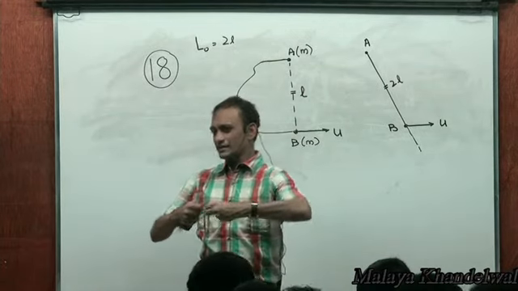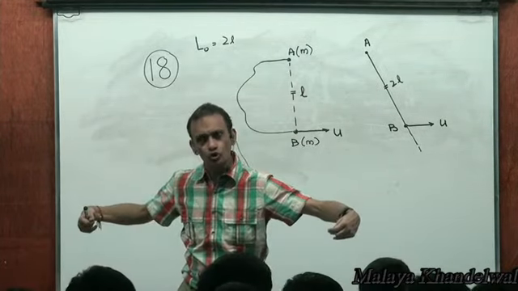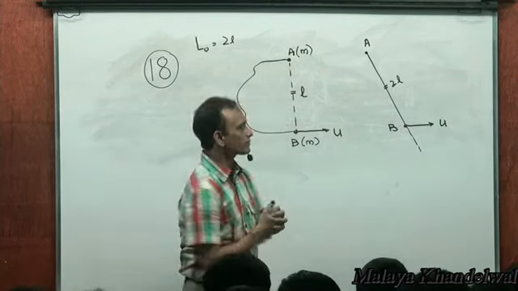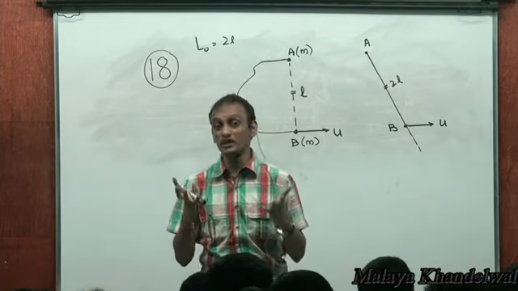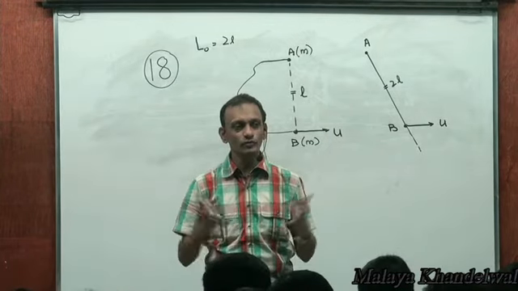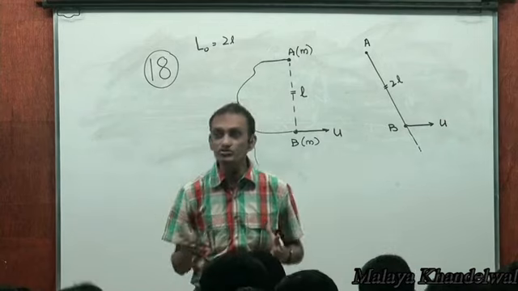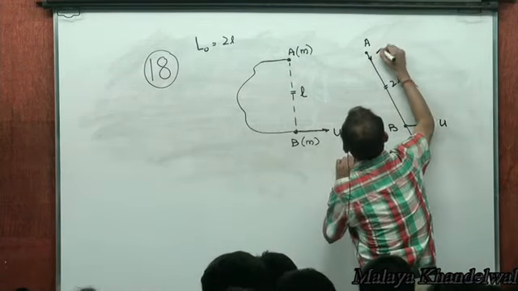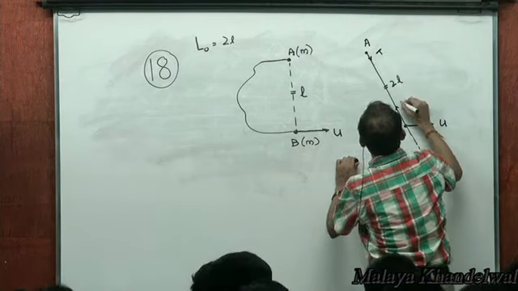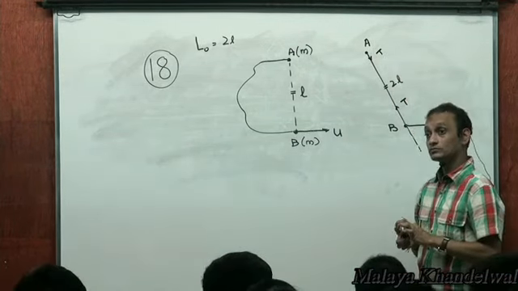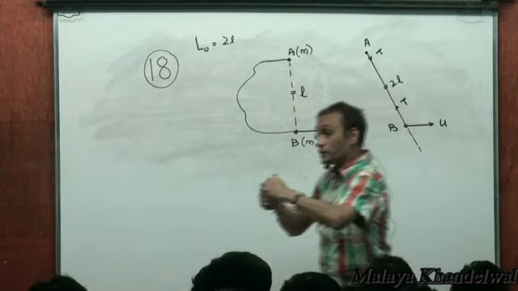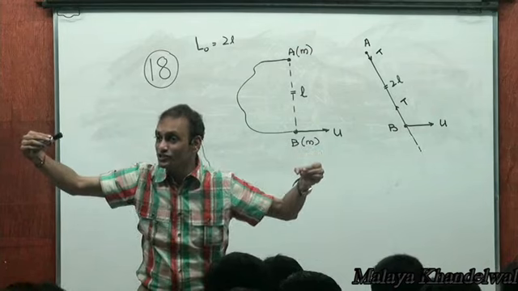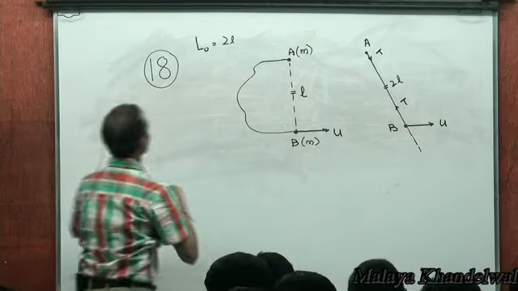Just after this, the string is going to straighten up. When the string straightens, there would be tension built up in the string. That tension will act on A in this direction, will act on B in this direction, right?